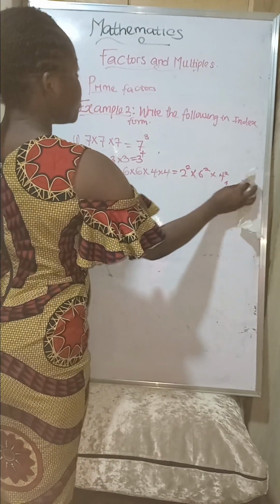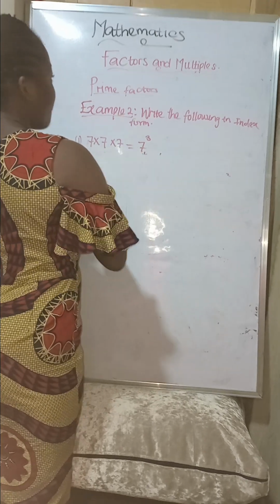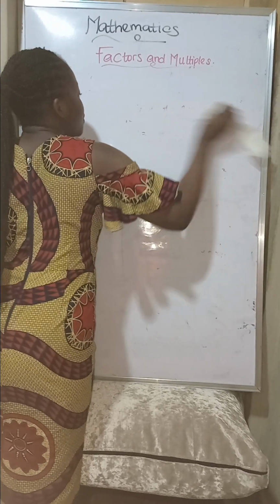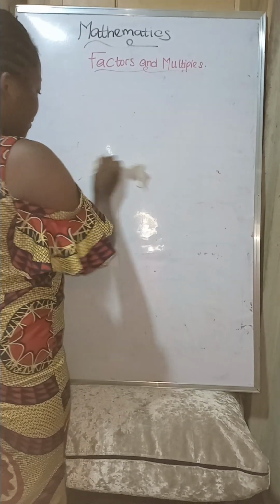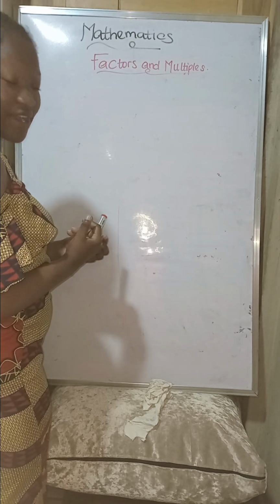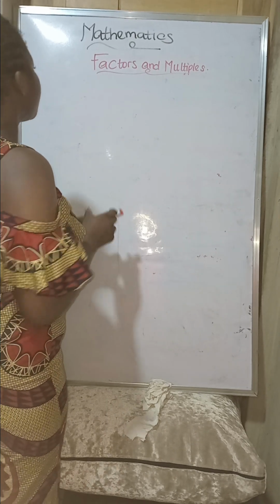So now, we're talking about prime factors and factors and multiples. For now, we're going to do factors. I've done factors. Now we are doing what we call common factors.